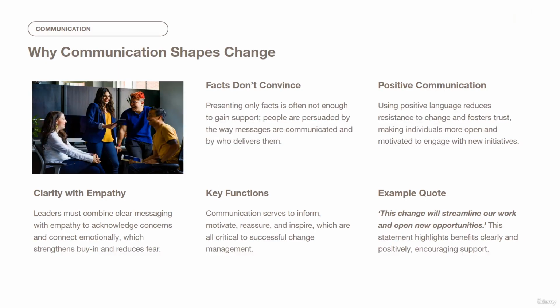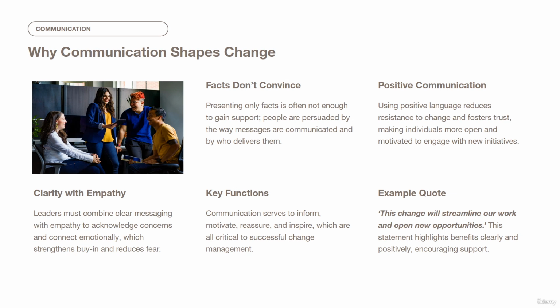So communication is really, really important. It's not enough to have a good idea or recognize that something is necessary. You have to communicate why it's a good idea or it's necessary. Keep in mind, facts don't convince. Presenting only facts is often not enough to gain support. People are persuaded by the way messages are communicated and by who delivers them.